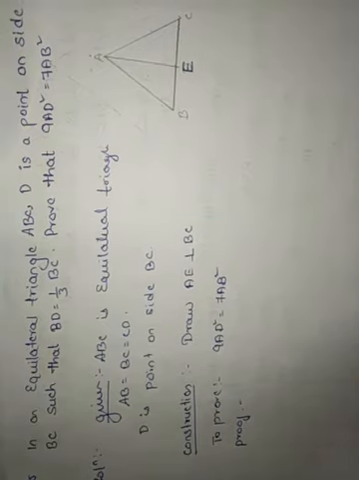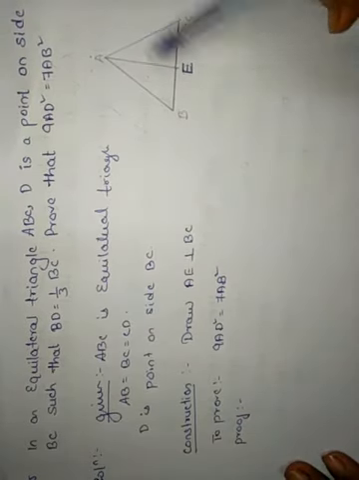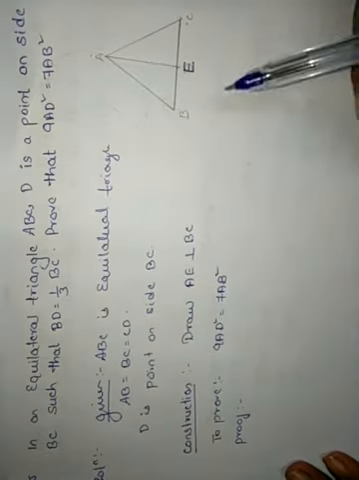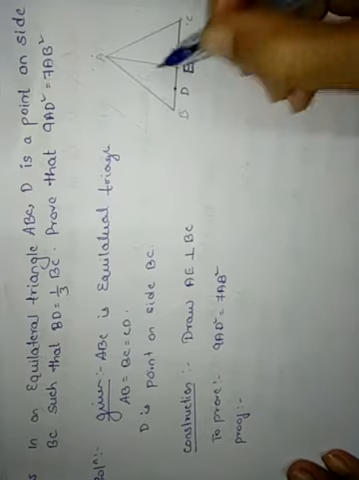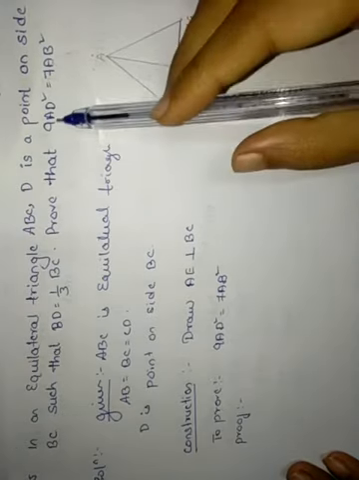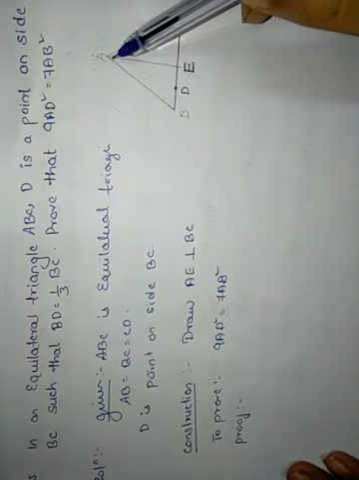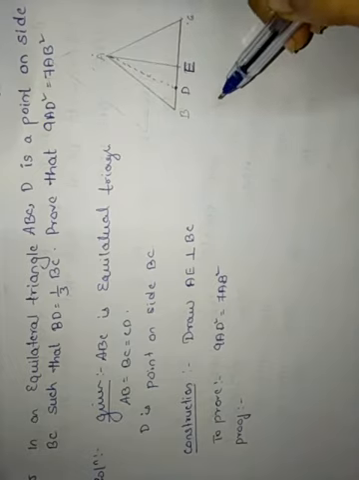15th question. In an equilateral triangle ABC, D is a point on the side BC, such that DB is equal to 1 by 3 of BC. We should prove that 9 times AD square is equal to 7 times AB square. AD means we need to join this, right? We'll join this. We need to show 9 times AD square equals 7 times AB square.